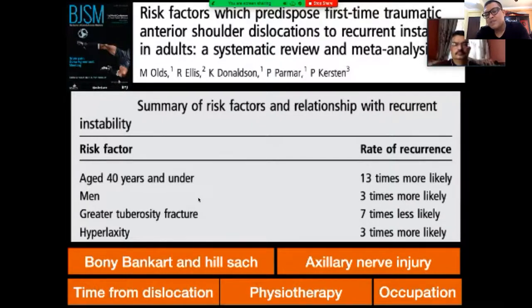I mean, are there any data on these first-time dislocators who had undergone a good physiotherapy protocol and have not had a second-time dislocation? Mahara, sir. Sir, you are mute. Mahara, sir, you are mute.